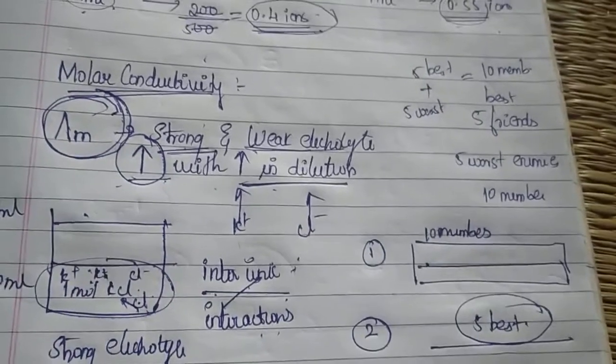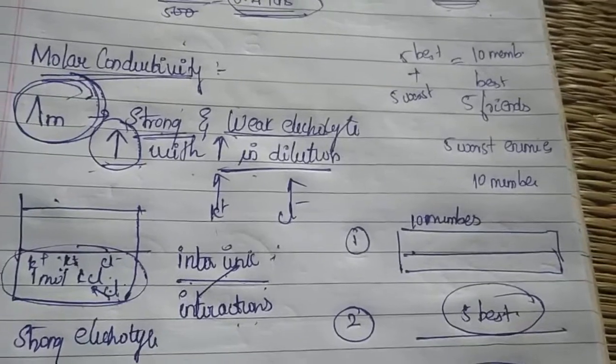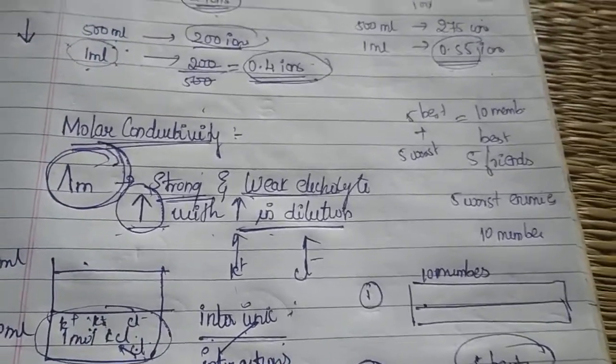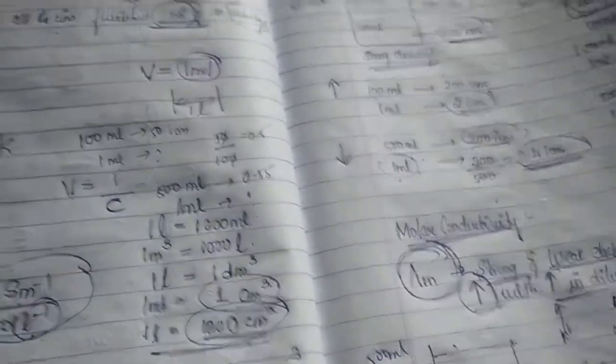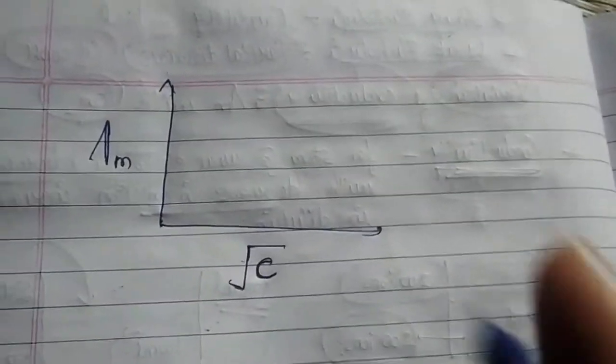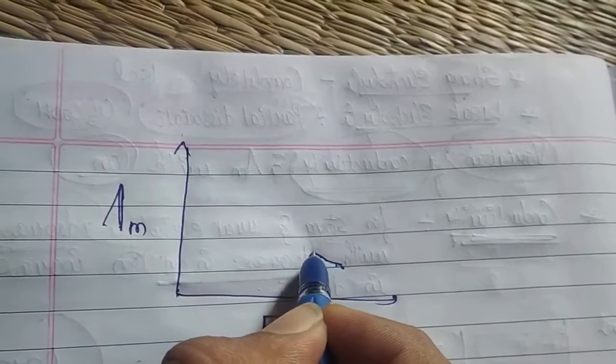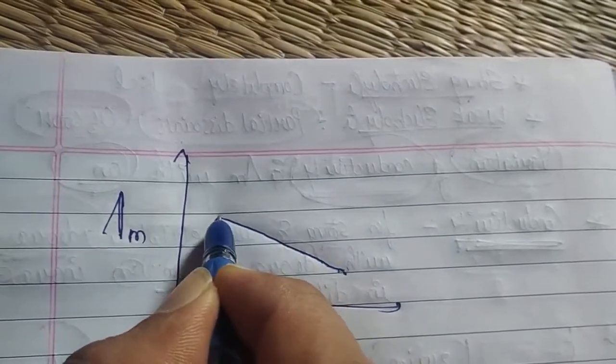Increase in dilution and decrease in concentration are the same thing. Are you able to understand? Very much important concept it is. Okay, now keeping this in mind, if I plot a graph of lambda m, that is my molar conductivity, versus root of the concentration, what I am observing is that my graph for a strong electrolyte goes in this way. As you decrease the concentration, my molar conductivity is increasing.